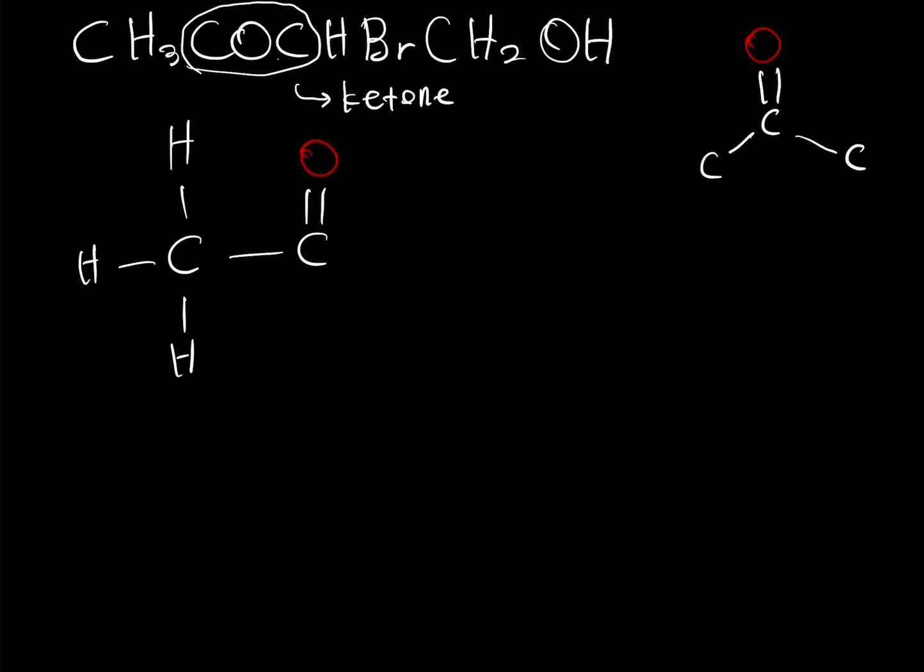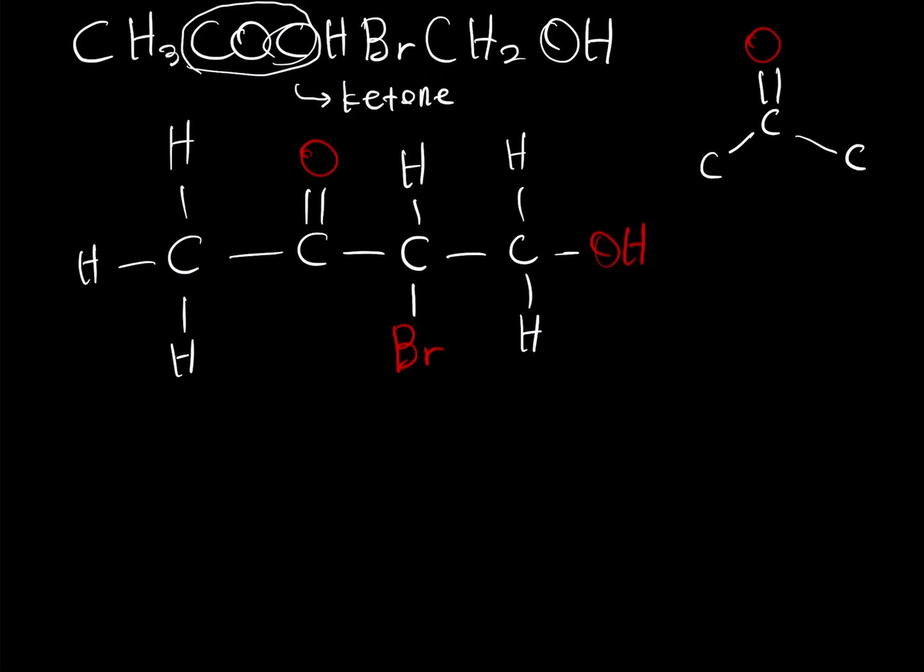And then we would continue on with our structure. So we put C, and then hydrogen and bromine. So the hydrogen and bromine go on the carbon. And then CH2, and OH at the end. So that's how to recognize that you have a ketone in your formula.